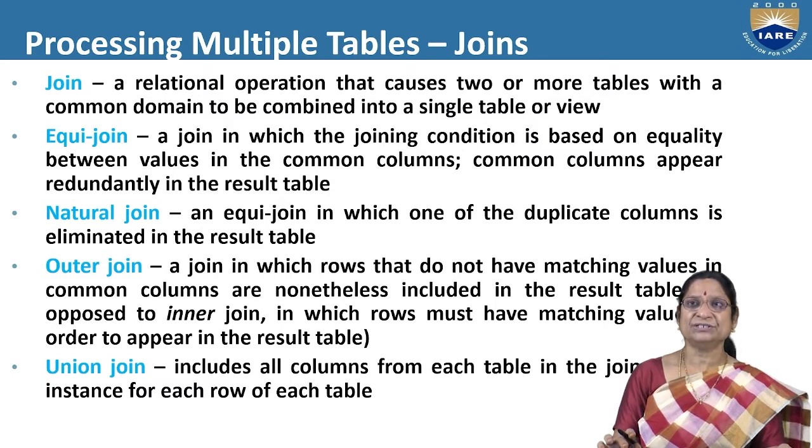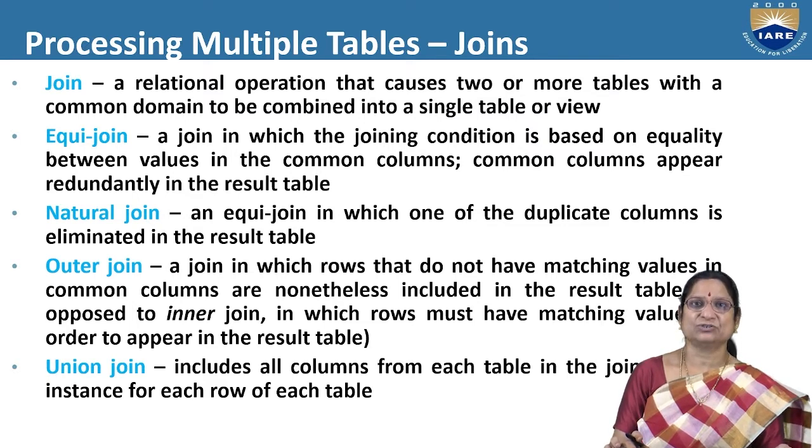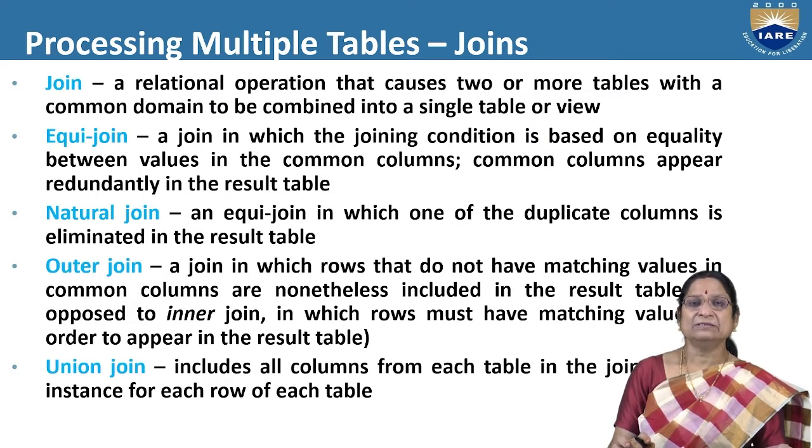If a join condition has equality between the values of common columns, then the join is an equi-join. If the equi-join has duplicate columns eliminated from the resultant table, then we consider it a natural join. Whenever we write a join condition, if the condition is satisfied, the respective rows are connected and the required information is retrieved. If the condition isn't satisfied, the respective tuples are discarded from our results.